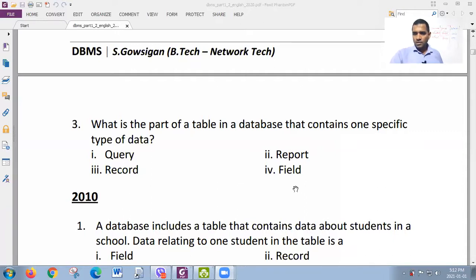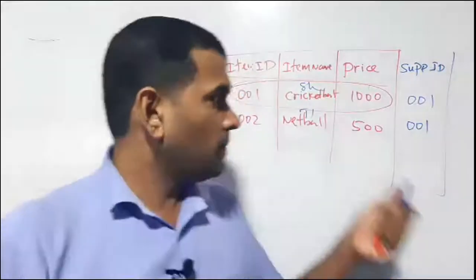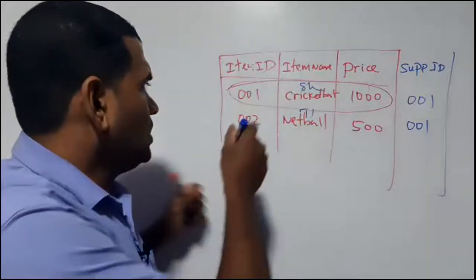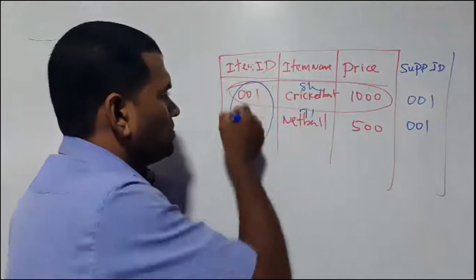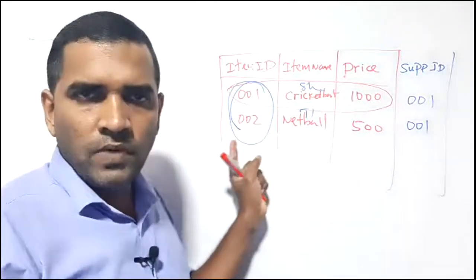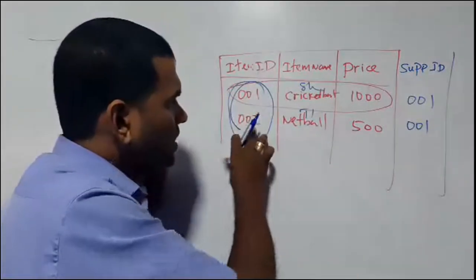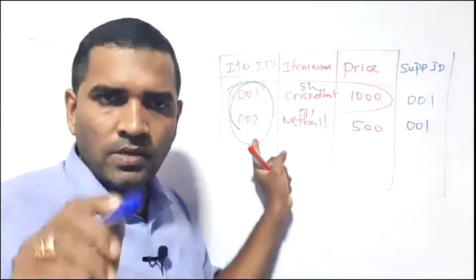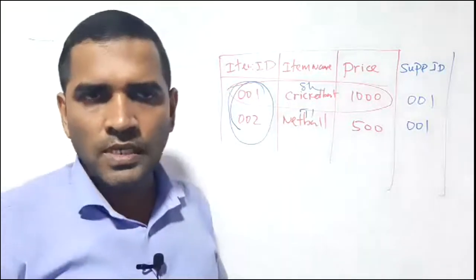Field. Okay, let's discuss. The question is: what is the part of a table in a database that contains one specific type of data? Look here, I can take this as an example. In this table, if you take a field, it should have one specific type of data. If it is item ID, according to this example, all the data in item ID belong to one specific data type. What is it?